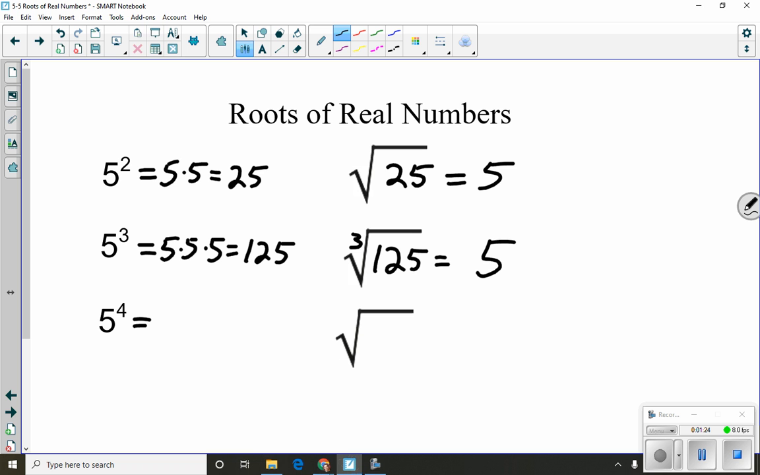Likewise, if I have 5 to the 4th power, 5 times 5 times 5 times 5 equals 625. Woo, that's way up there. Anyways, the 4th root of 625 is back to 5 again. So again, it's just going backwards, all these roots.